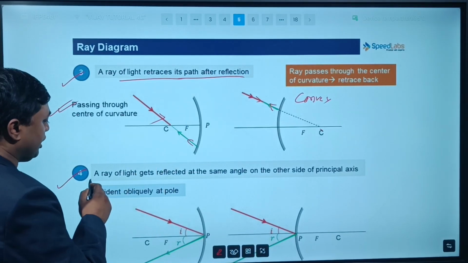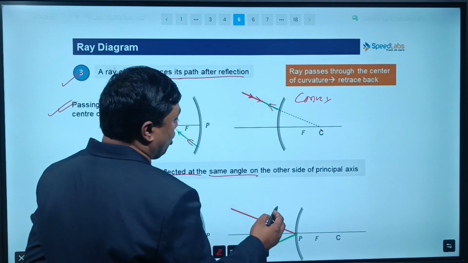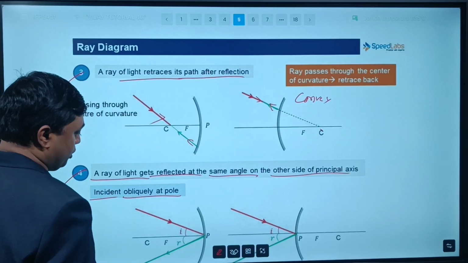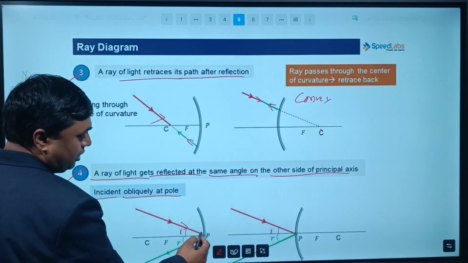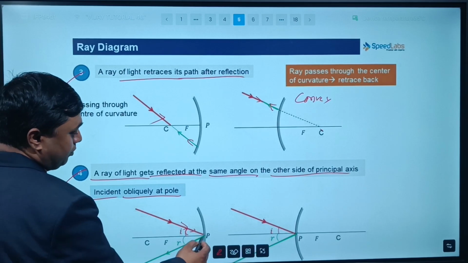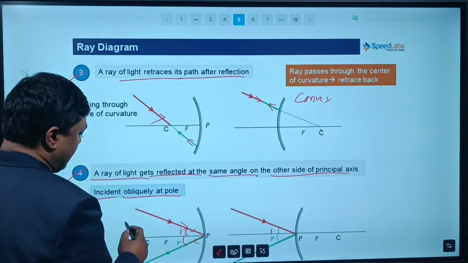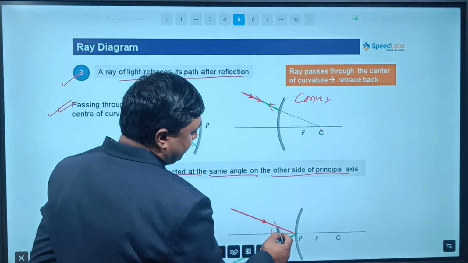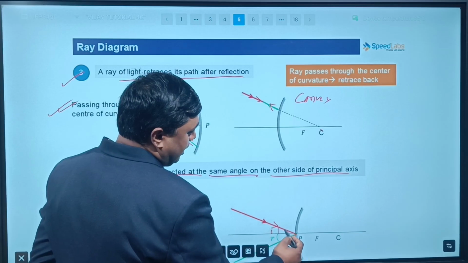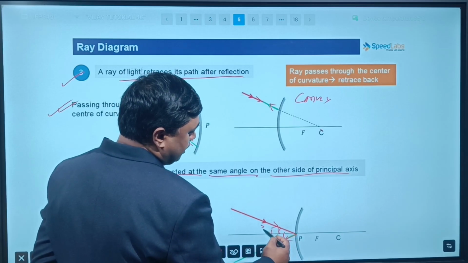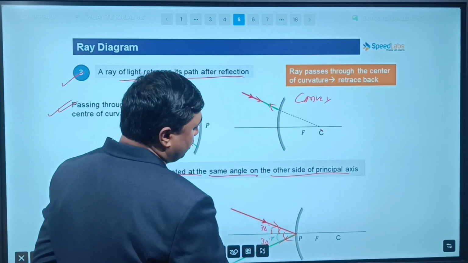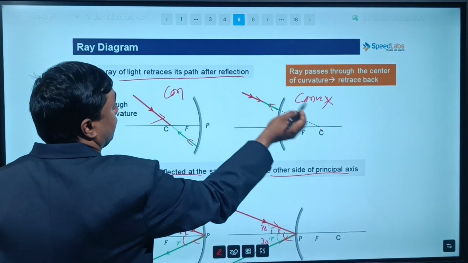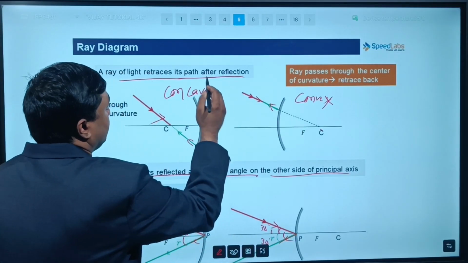Now the fourth rule: a ray of light incident obliquely at the pole gets reflected at the same angle on the other side of the principal axis. Suppose this is the pole and a ray of light is incident at angle I, so it will reflect back at angle R, and angle I will be equal to angle R. Yes or no? Similarly here, this is a convex mirror. If a ray of light is incident like this, it will bounce back at the same angle. Suppose this is 30 degrees, so this will also be 30 degrees. Yes or no? So these are the rules of image formation in the case of the convex mirror and concave mirror. Please make a note of this.